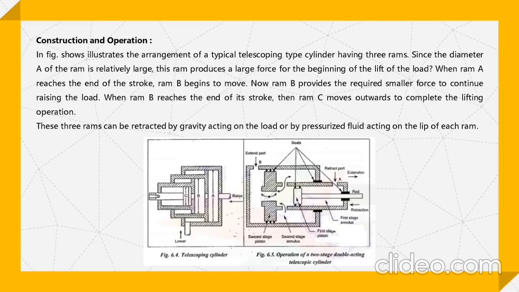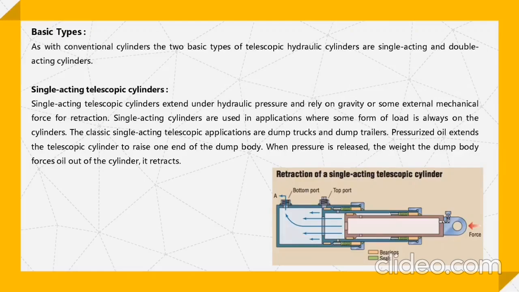When ram A reaches the end of the stroke, ram B begins to move. Now ram B provides the required smaller force to continue raising the load. When ram B reaches the end of the stroke, ram C moves outwards to complete the lifting operation. These three rams can be retracted by gravity acting on the load or by pressurized fluid on the tip of each ram. Basically, there are two types of telescopic cylinders: single acting telescopic cylinder and double acting telescopic cylinder.